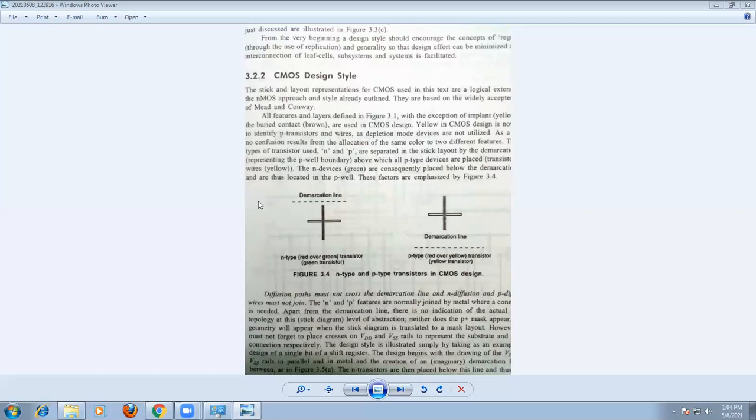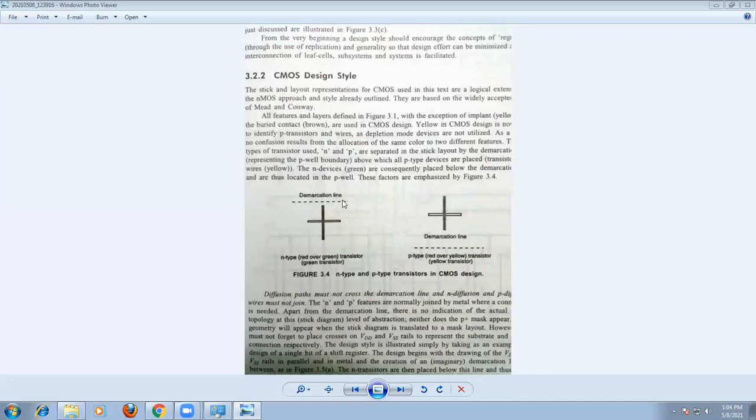The main thing now, and another third rule in this case: no diffusion layers will cross the demarcation line. That is the most important thing. No diffusion, either P diffusion or N diffusion, will cross the demarcation line. That is the first and third thing.